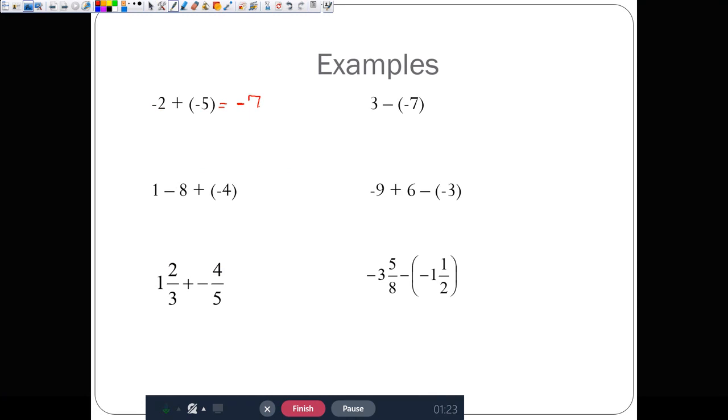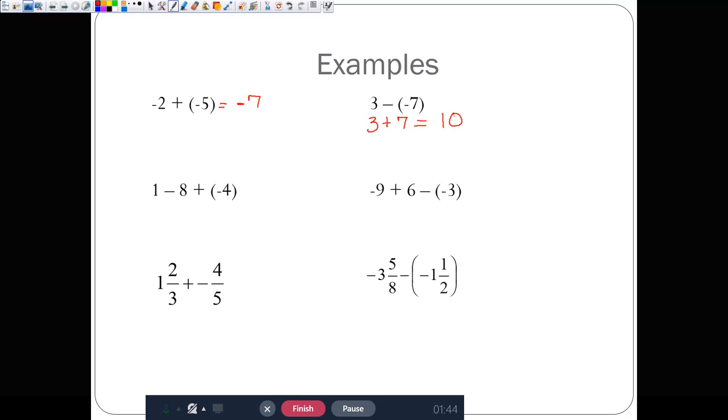Here we are subtracting. So when we subtract, we change the sign. Then we change the sign after the subtraction symbol. And then we follow the addition rule. Here we have two positive numbers, so our answer is going to be positive, and 3 plus 7 is 10.